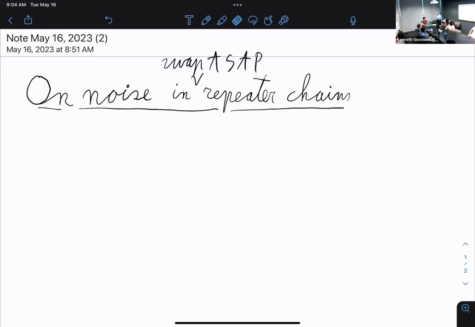Kenneth's background is in quantum information theory and quantum error correction. He has done a lot of interesting work on error correction codes and connections with graphs and graph states in general. So he's going to talk about noise in quantum repeater chains.